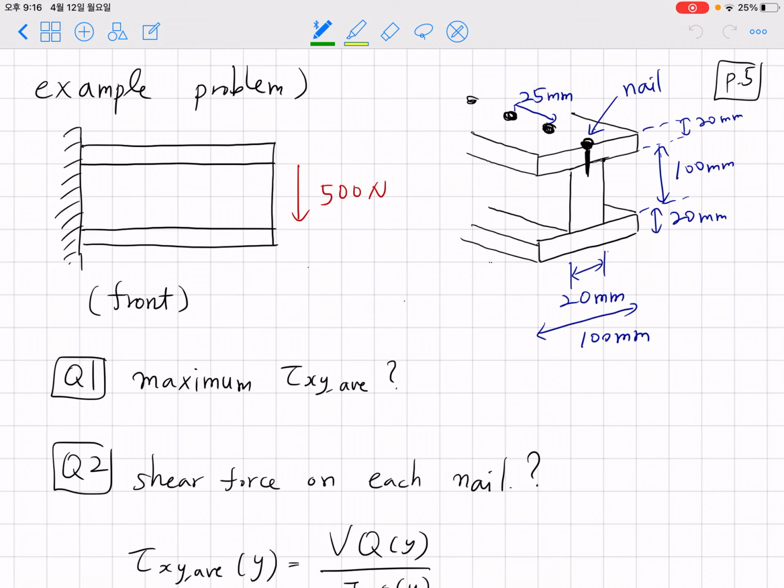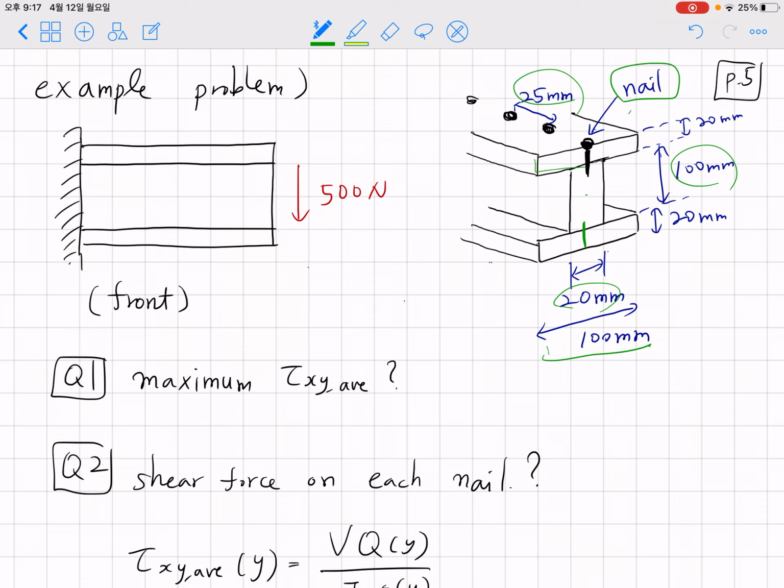Now, based on the shear stress expression, let's try to solve one example problem. In this example problem, we're going to consider a beam made out of three wood blocks, and these three wood blocks are connected by nails, and nails are located every 25 millimeter. The first wood block is 20 millimeter thick and 100 millimeter wide, and the second one has 100 millimeter height and 20 millimeter width, and you have a third one.